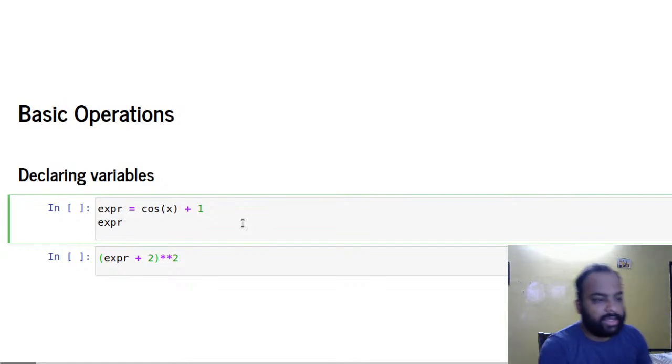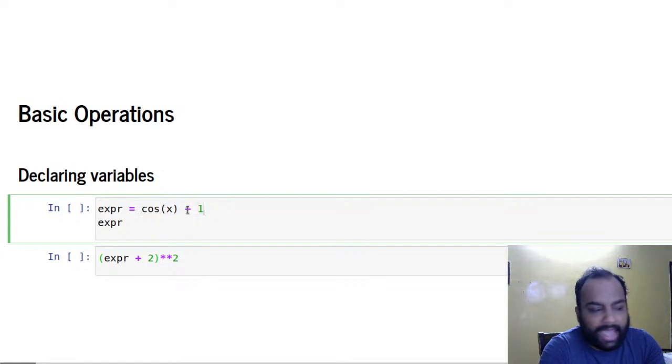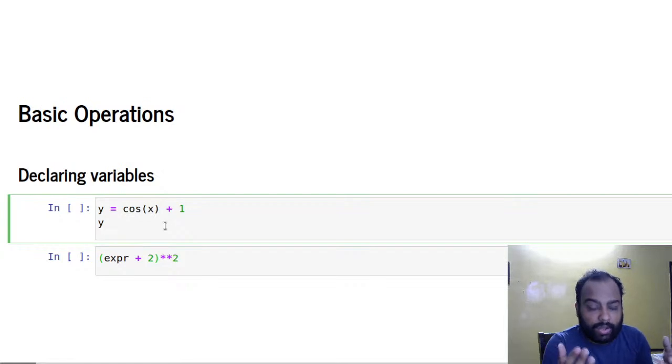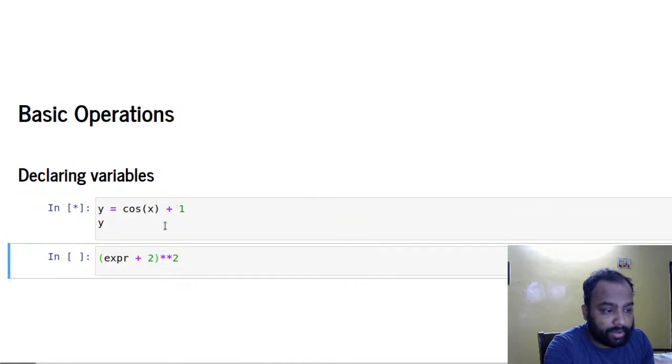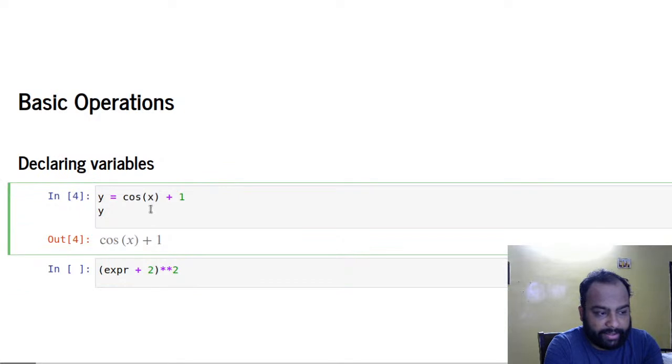Okay. Right. So of course now, look at this one. This is cos x plus 1. It's a very simple thing, right? And I'm assigning that to a variable name. So this is a variable name, right? So imagine this is y. So y is equal to cos x plus 1. Now this is not going to look for a certain value of x or a certain array for x. It won't be looking for that. Instead it will represent it symbolically as y equal to cos x plus 1.